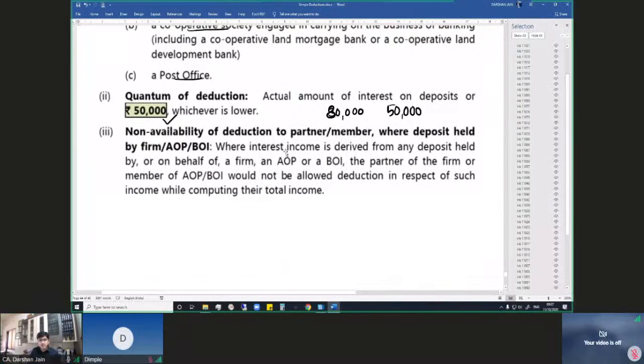Non-availability of deduction to partners, members where deposit is held by firm, AOP or BOI. Well, that is understandable. If the firm is holding a deposit and paying profits, the partner cannot claim deduction out of those profits. Anyway, the profit is exempt from tax, but then double deduction isn't possible.